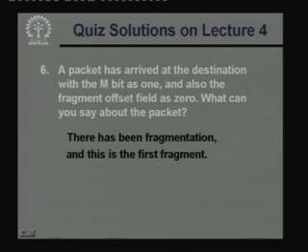So, a packet has arrived with the M bit as 1 and also the fragment offset field as 0. What can we say? Well, fragment offset field as 0 means this is the first fragment. M equal to 1 means that it has been fragmented definitely. So, we can say that there has been fragmentation and this is the first fragment. Okay.